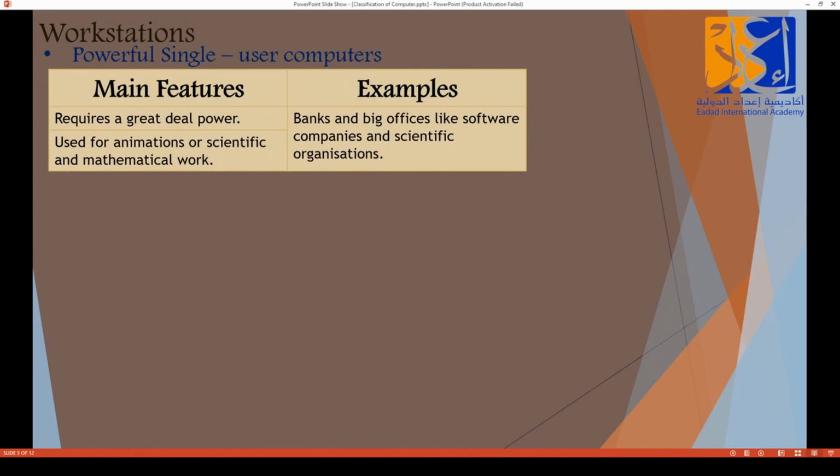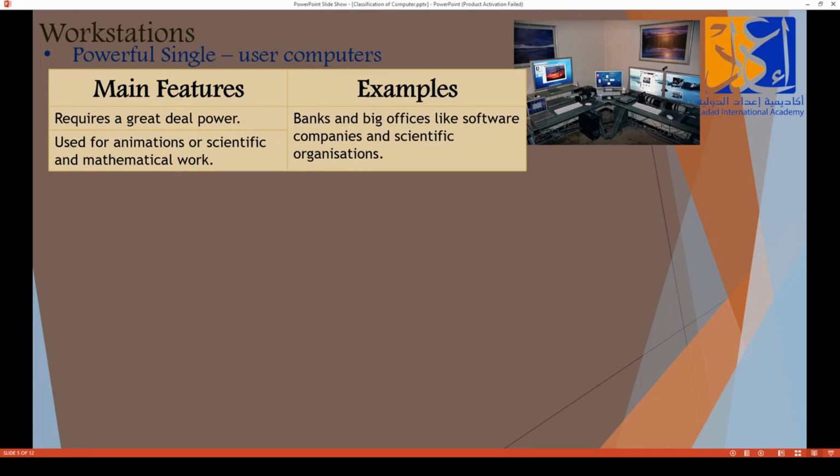Let's see its main features. It requires a great deal of power, and it is used for animations or scientific and mathematical work. Examples are banks and big offices like software companies and scientific organizations. You can see the work area over there.